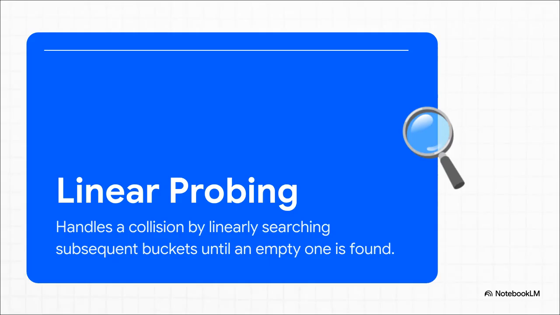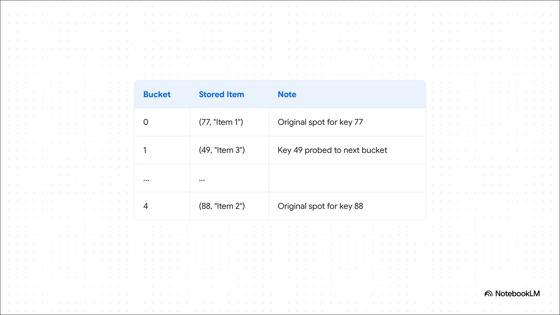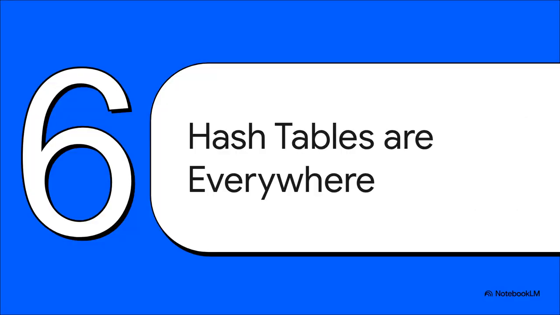Easy. Now, the other big strategy is called linear probing, and this one's even simpler. If you hash to a bucket and find someone's already parked there, you just probe, or check the very next bucket. If that one's open, great, you take it. If not, you just check the next one and the next one until you find a free spot. You can see it right here. Key 77 hashes to bucket 0 and grabs it. Then key 49 comes along and also hashes to bucket 0, but it's full. So the linear probing algorithm just says, okay, let's look next door at bucket 1. Hey, it's empty. So item 49 gets placed there instead. Problem solved.